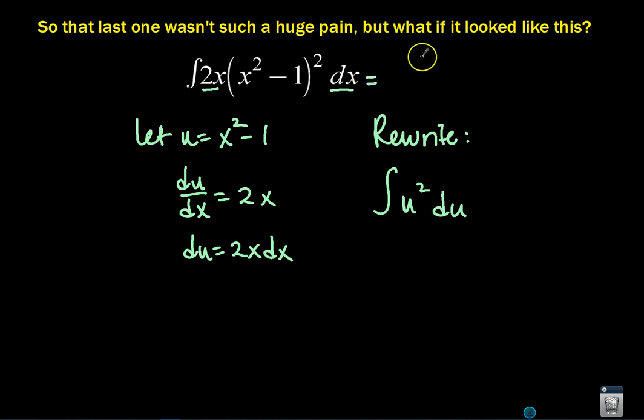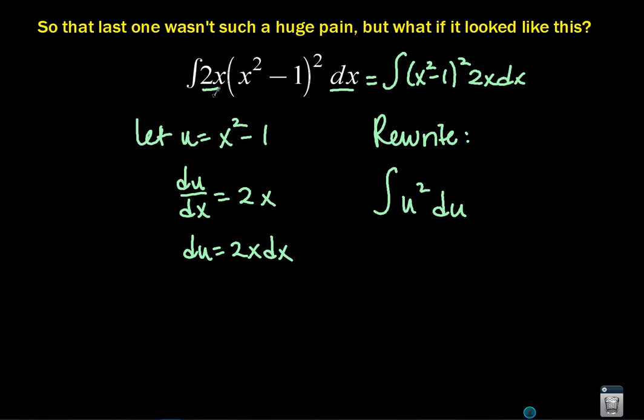Remember, with our rules of multiplication, this is exactly the same thing as (x squared minus 1) squared times 2x dx. Remember, when you multiply, you can rearrange things in a different order, okay? 3 times 4 is the same thing as 4 times 3. So even though these are not quite in the same order, I can still make that change and say that the du right here still replaces 2x dx, okay?